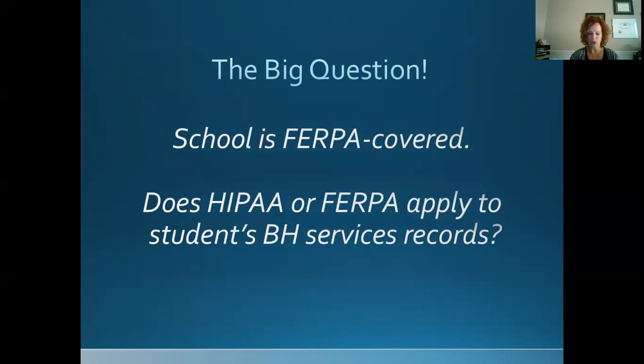So the big question, assuming that a school is FERPA covered, not a private or religious school, does HIPAA or FERPA apply to the behavioral health records of students? And this is a big question because, as we've seen, it determines what disclosures can be made, the parents' right of access to the information, who else can access minors' information, and who can authorize disclosure of a minor's information. So knowing whether HIPAA or FERPA applies is very important.